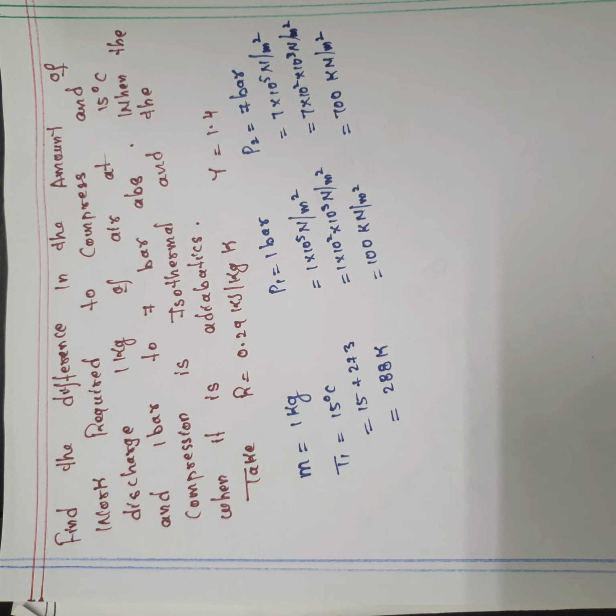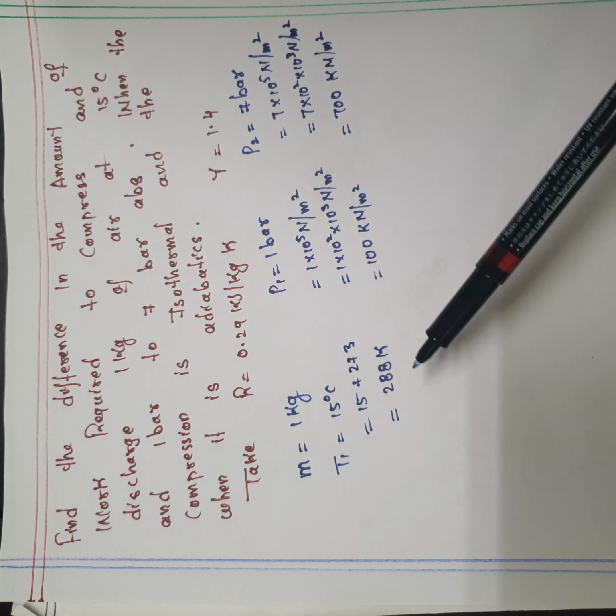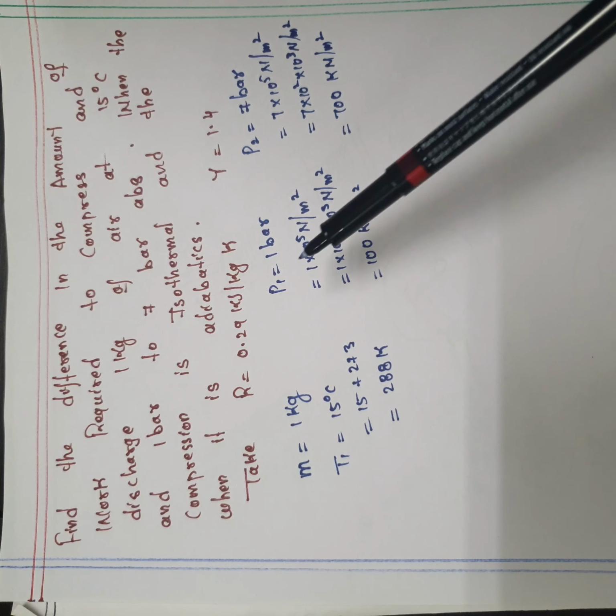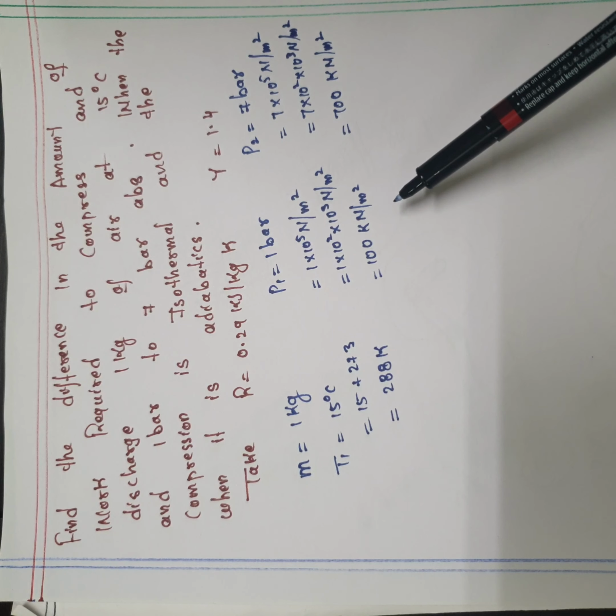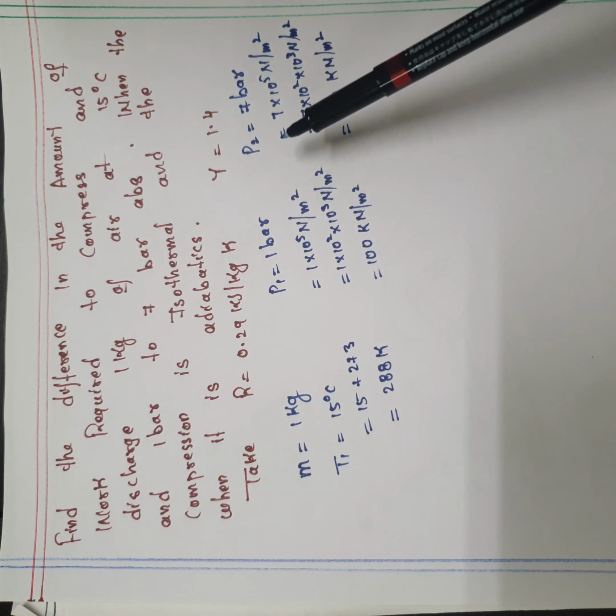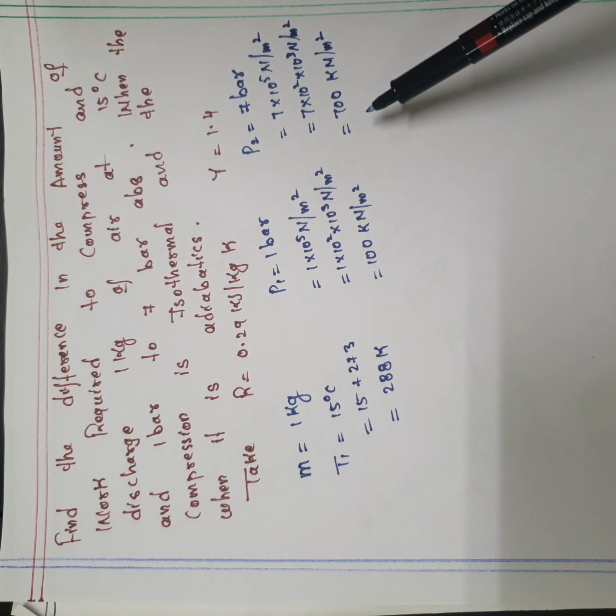So you got the value of mass. You got the value of T1 in degree centigrade plus 273, which will be in Kelvin. P1 you got in bar, and you converted it into kilonewton per meter square. P2 you got in bar, and you converted it into 700 kilonewton per meter square.